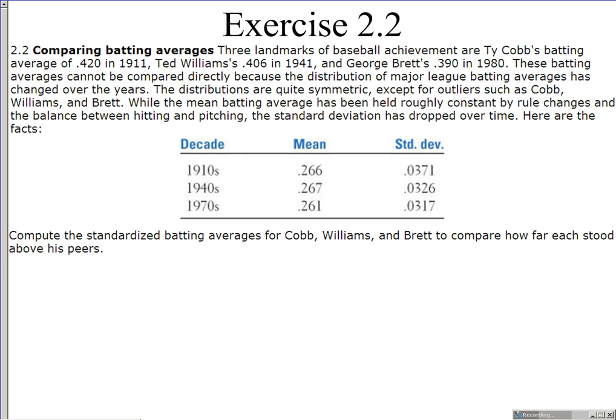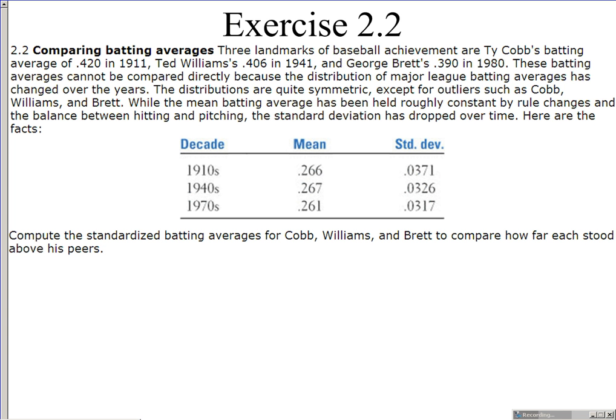First example here. Three landmarks of baseball achievements are Ty Cobb's batting average of .420 in 1911, Ted Williams' .406 average in 1941, and George Brett's .390 average in 1980. These batting averages cannot be compared directly because the distribution of major league batting averages has changed over the years. The distributions are quite symmetric except for outliers such as Cobb, Williams, and Brett.